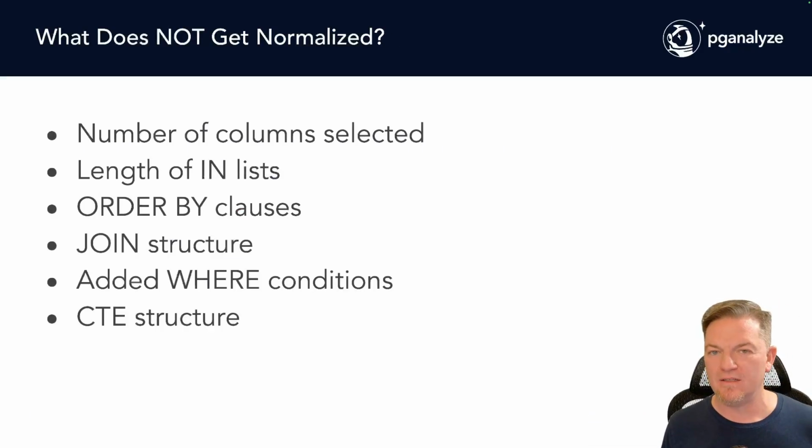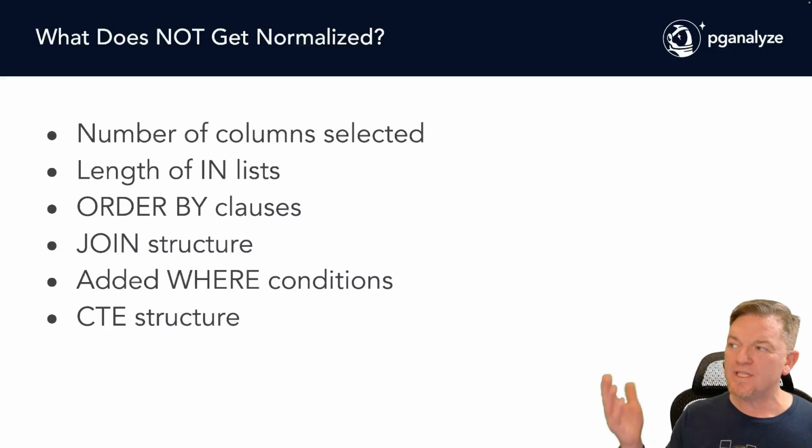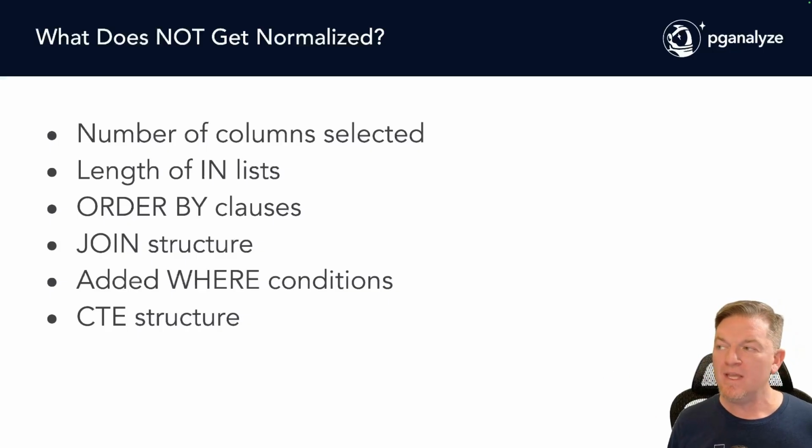What does pertain to the structure of a query? What doesn't get normalized away? Well, it's things like the number of columns that are selected, the length of the elements in your IN list, ORDER BY clauses, join structure, how many where conditions you have. The exact same query, it could be a really long, complex select query, lots of CTEs, and all that changes is the where conditions at the end. You're going to get multiple entries for each one of those executions.